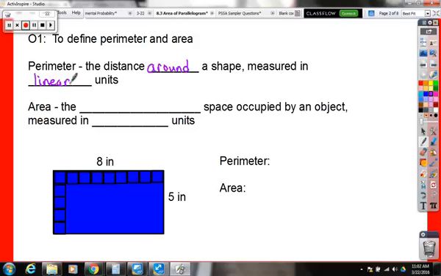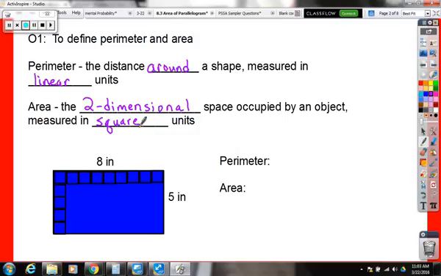Area is two-dimensional. It's the two-dimensional space occupied by an object, and it's measured in square units. So in this example, we're just starting with a rectangle because you've done rectangles before. We can find the perimeter by just adding up all the distances around the shape.